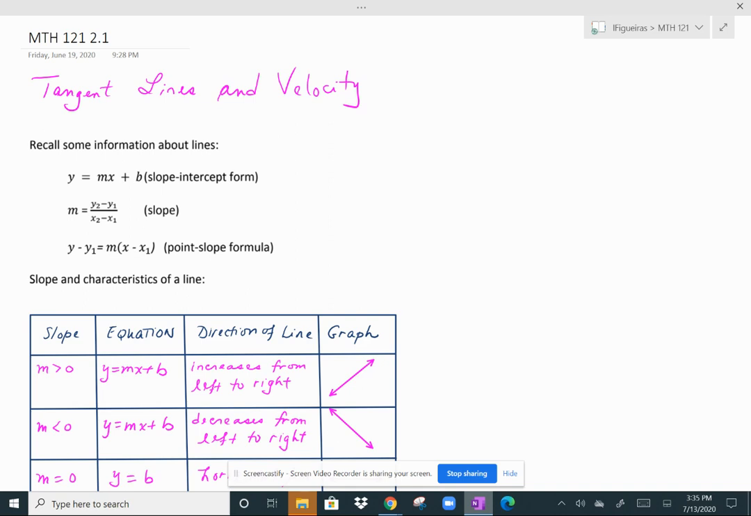Hi, this lesson is about tangent lines and velocity. But first, let's talk about lines, just some general information that you should know about lines.